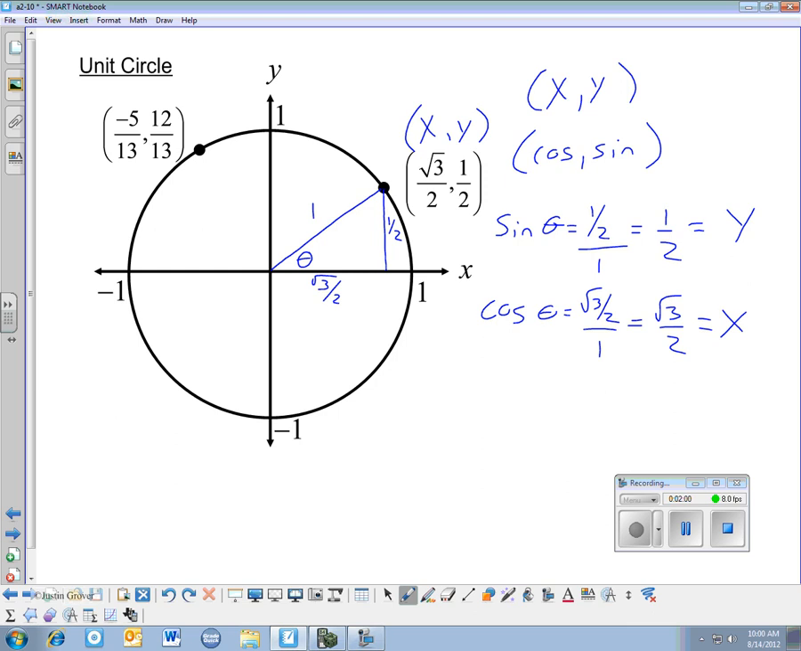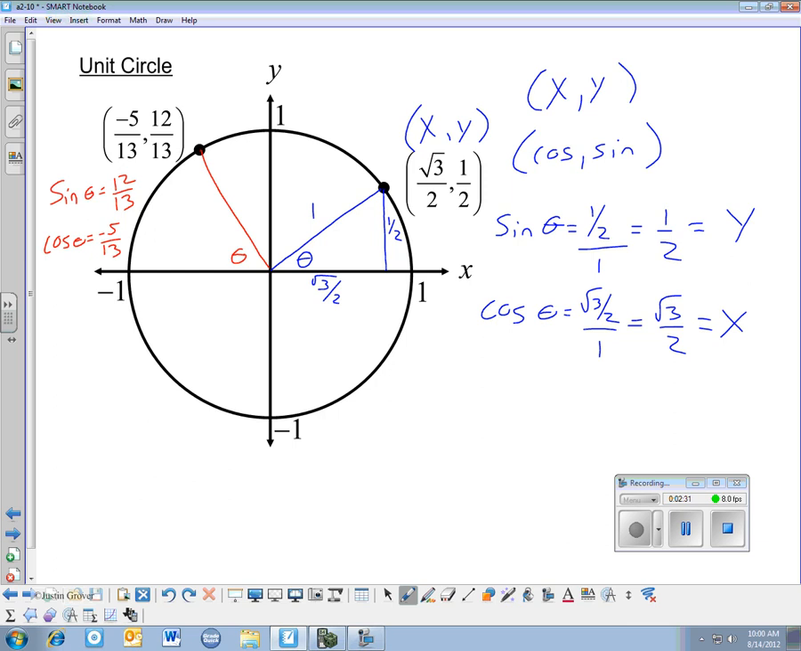And so looking at the second coordinate I have in the second quadrant, -5/13, 12/13, if I draw this angle, I know that the sine of this angle is going to be the y value of the coordinate, 12/13, and the cosine of the angle is going to be the x value, -5/13. Notice that sine is positive because it's in quadrant 2, and cosine is negative.